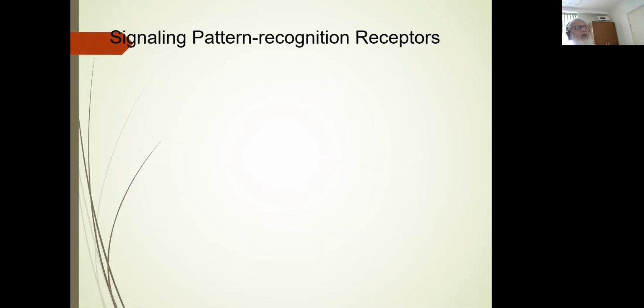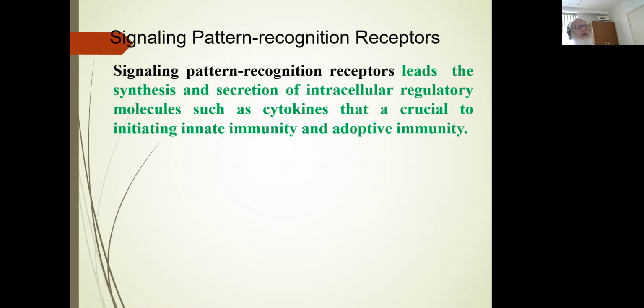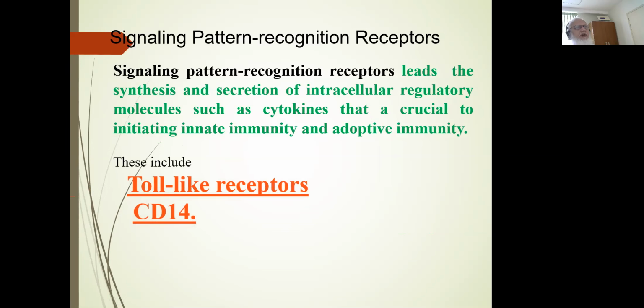Now, a little bit about signaling pattern recognition receptors. Signaling pattern recognition receptors lead to the synthesis and secretion of intracellular regulatory molecules, such as cytokines. Cytokines we will describe in detail in a separate lecture. Cytokines play a crucial role in initiating innate immunity and acquired immunity. Basically, they are a link between innate immunity and acquired immunity. There are two types of signaling pattern recognition receptor, toll-like receptor and CD14. Toll-like receptor has a story we will tell at another time.